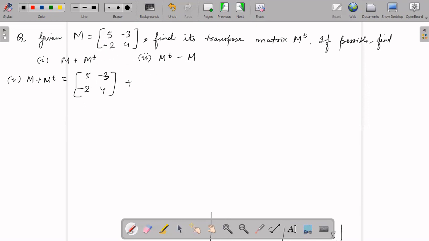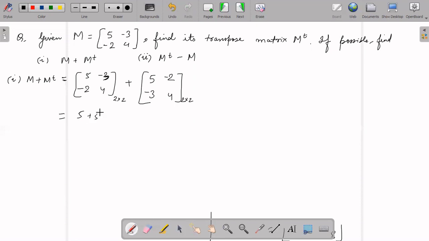How will we write M transpose? See how interesting it is. The first row, which is 5 minus 3, becomes the first column, 5 minus 3. I have written the same 5 minus 3 here, but it was the first row, and now it has become the first column. And then this minus 2 4, which is the second row, will become the second column, minus 2 4. Now we have to add them. Matrix addition is possible, yes, because both of them are 2 cross 2 matrices. Okay, so let us add them.